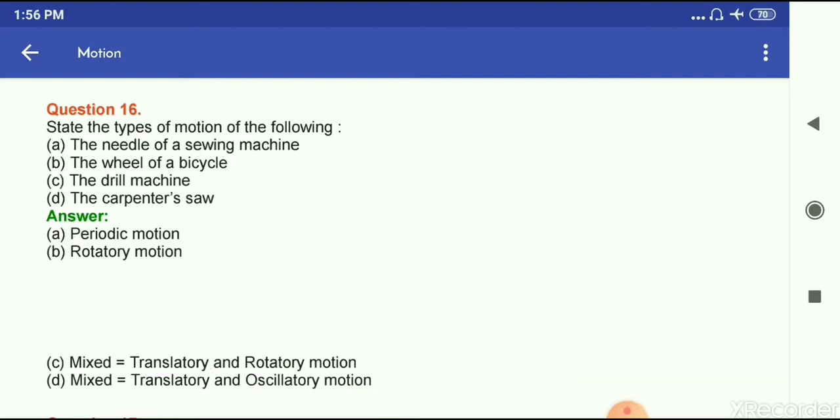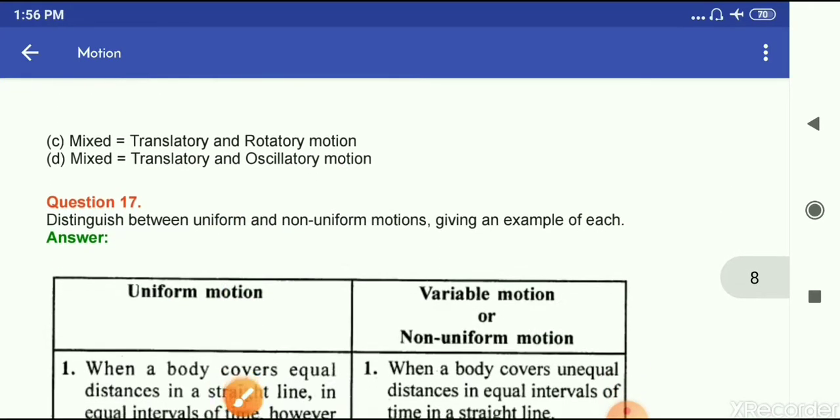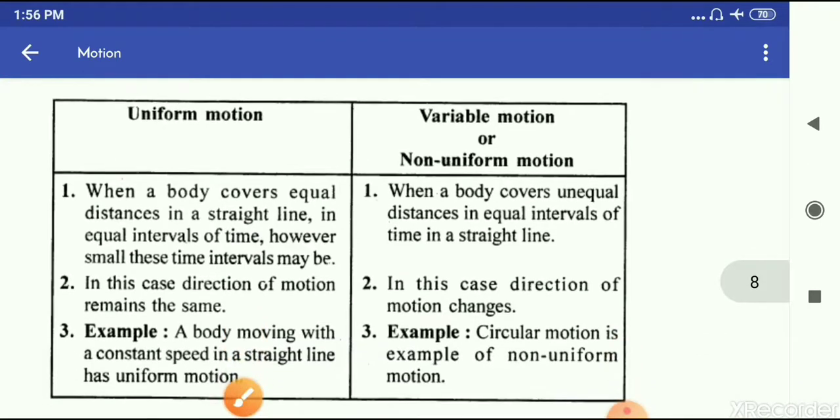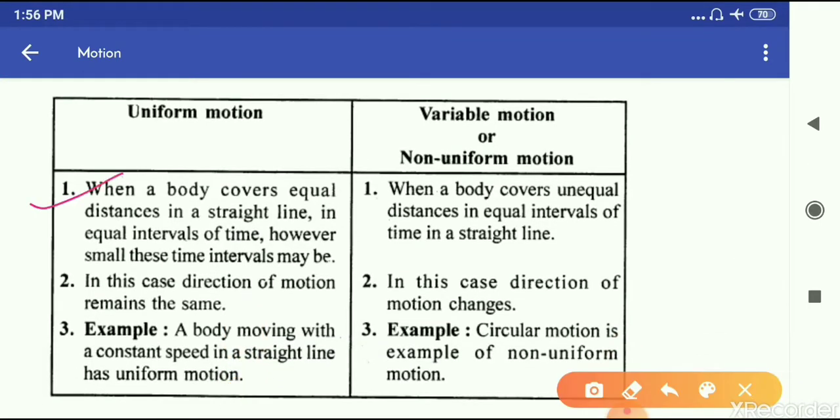Okay. Now, question number 17. Distinguish between uniform and non-uniform motions, giving an example of each. So uniform motion and non-uniform motion. Difference between these two: when a body covers equal distance in a straight line in equal intervals of time, however small these intervals may be, this type of motion is known as uniform motion. Now non-uniform motion, when a body covers unequal distances in equal intervals of time in a straight line.